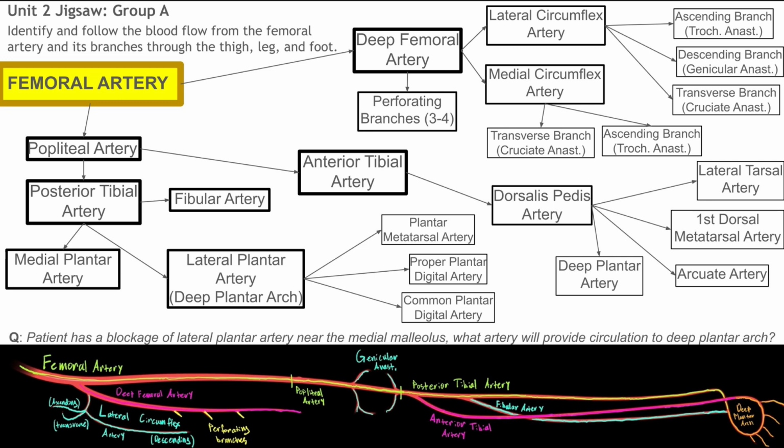Both the lateral and medial circumflex arteries have ascending and transverse branches, which contribute to the trochanteric and cruciate anastomoses, respectively. The lateral circumflex artery additionally has a descending branch that contributes to the genicular anastomosis of the knee. At the genicular anastomosis, the femoral artery provides a descending genicular artery.